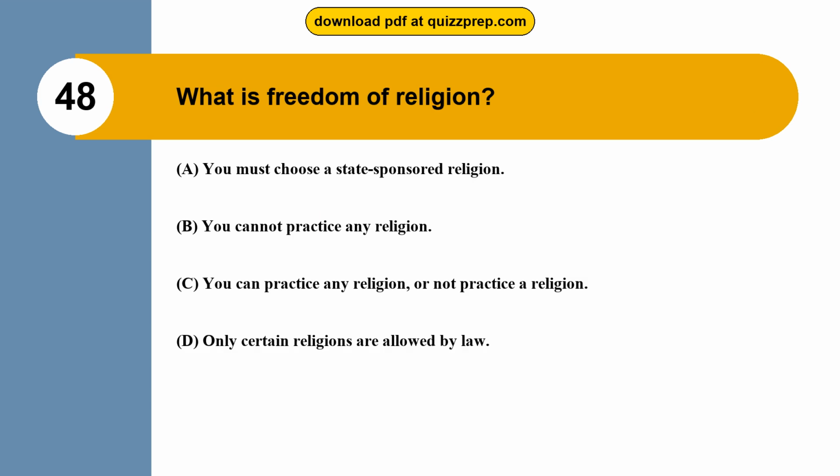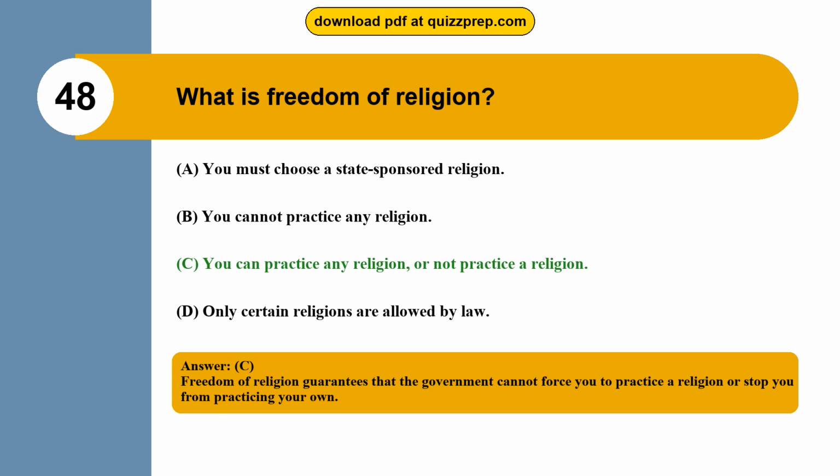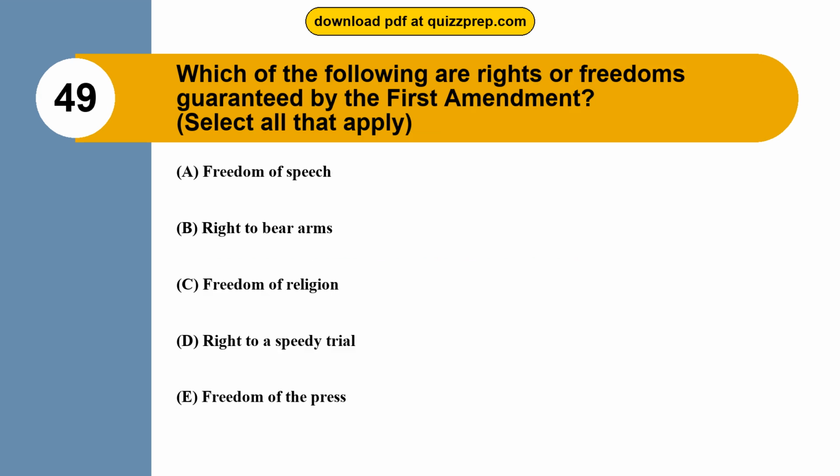Question 48. What is freedom of religion? Option A. You must choose a state-sponsored religion. Option B. You cannot practice any religion. Option C. You can practice any religion, or not practice a religion. Option D. Only certain religions are allowed by law. The correct answer is option C. You can practice any religion, or not practice a religion. Freedom of religion guarantees that the government cannot force you to practice a religion or stop you from practicing your own.